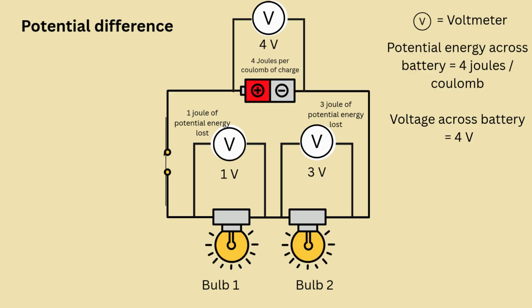Here in the diagram, the potential difference across the battery is 4 volts. That means 4 joules per coulomb are gained across the battery terminal as per the definition of potential difference. So the battery gives 4 joules of potential energy to each coulomb of charge. The energy is converted to light and heat by the bulb. Here in the example, the potential difference across bulb 1 is 1 volt. The potential difference across bulb 2 is 3 volts.